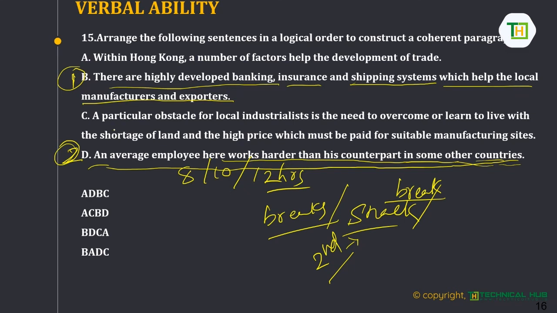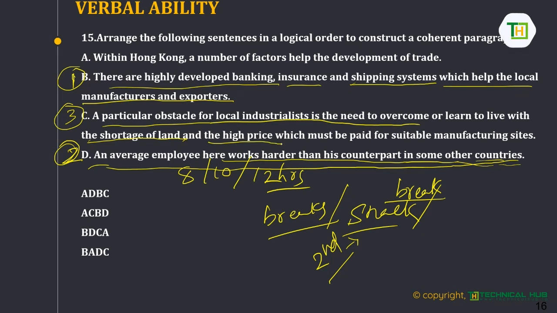The next sentence is going to be about a particular obstacle for a local industrialist. So this one is going to be the third one. A particular obstacle. See, one obstacle is there for the local industrialist. It is a need to overcome or learn to live with the shortage of land. There is no proper land for them to set up their business or manufacturing area, and the high price.